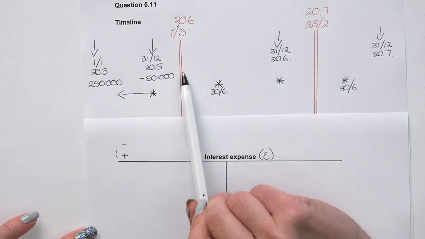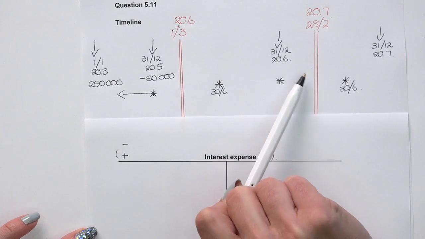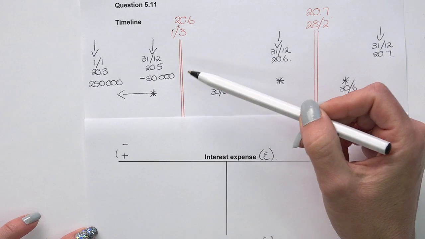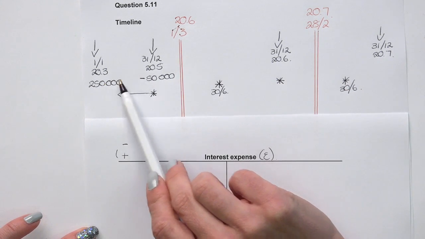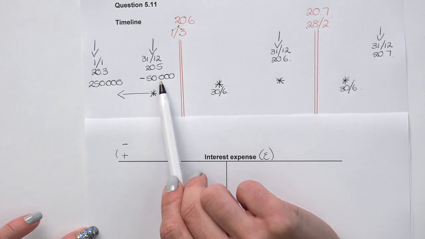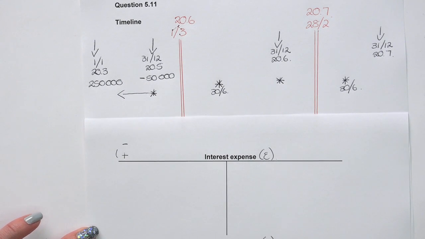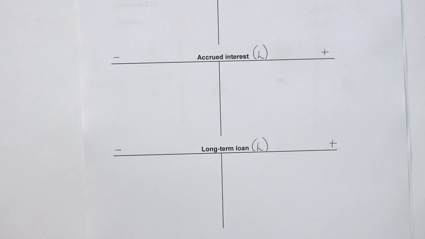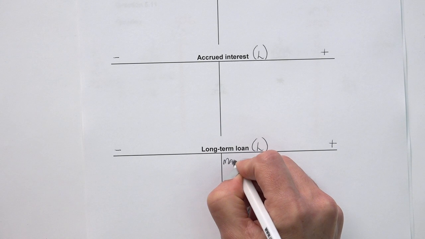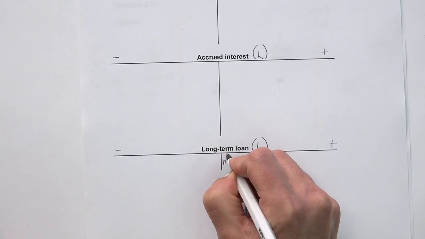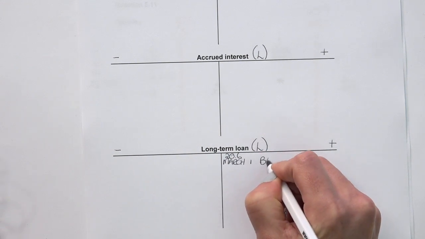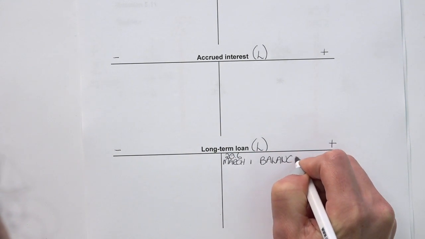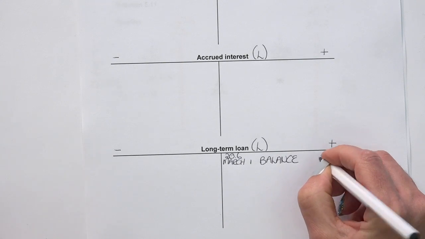We start at the start of our financial year, because that's the time that we have to prepare the financial statements, and we determine 2 amounts. We determine what do we owe them in terms of the loan. So that was the 250 minus the 50,000. So in our long-term loan, we can start off with our balance on the credit side as at the start of the year. So that is the 1st of March 20.6. We have a balance of 200,000.